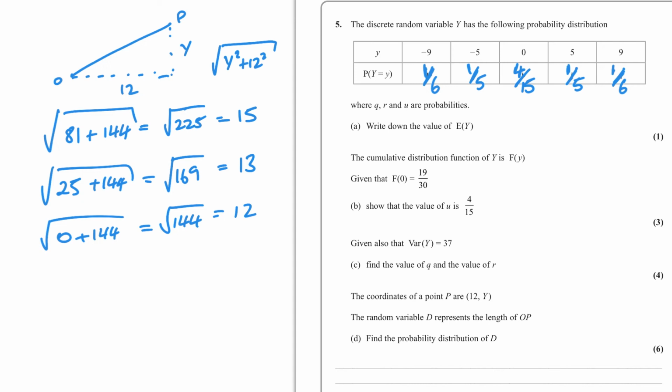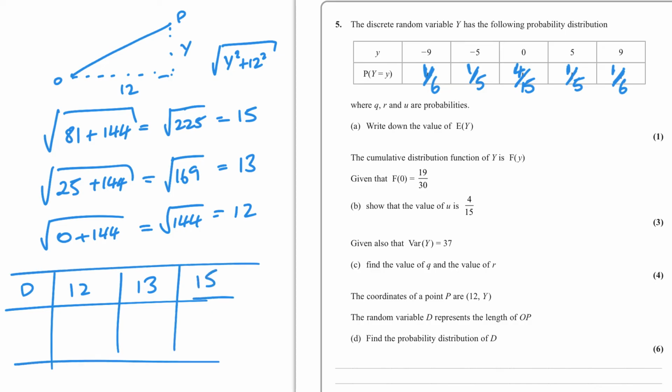So my distribution D here can take essentially just three values, 12, 13, or 15. These are the only possible lengths it can take. Now, there's two ways of making 15, and I'll put this in black here. 15 is made when we did the 81, so that's the 9, so it's a 6th plus a 6th, which is 2/6 or 1/3.